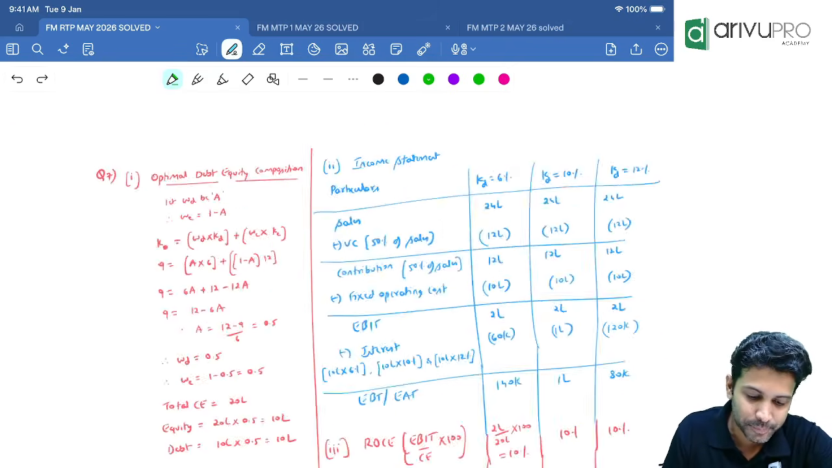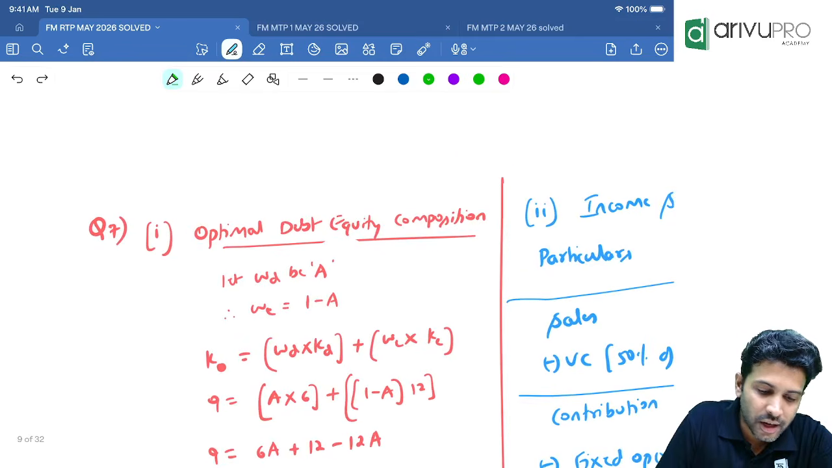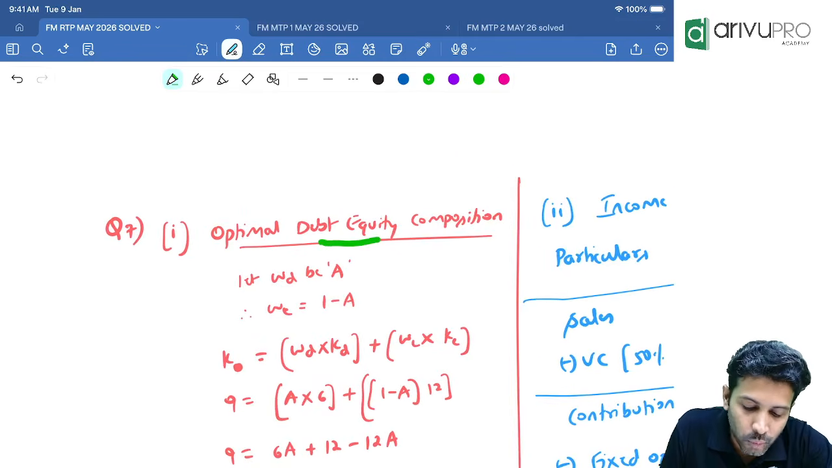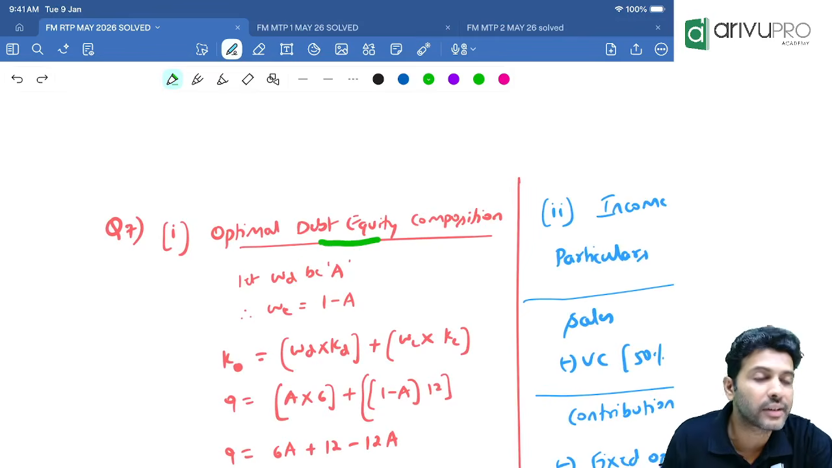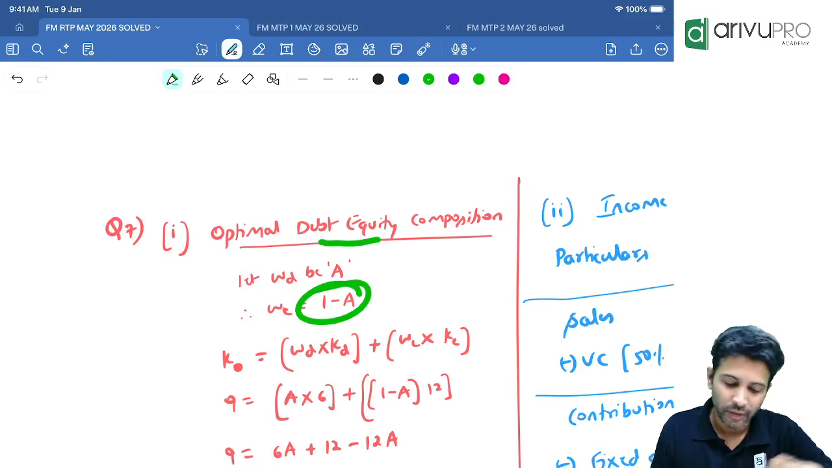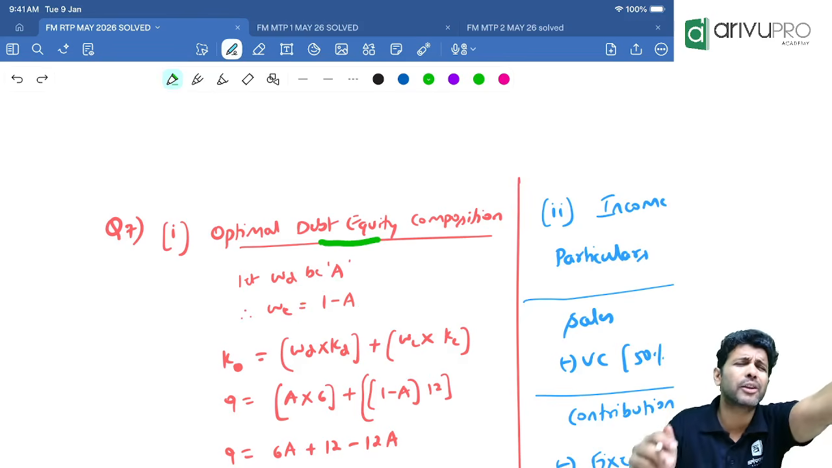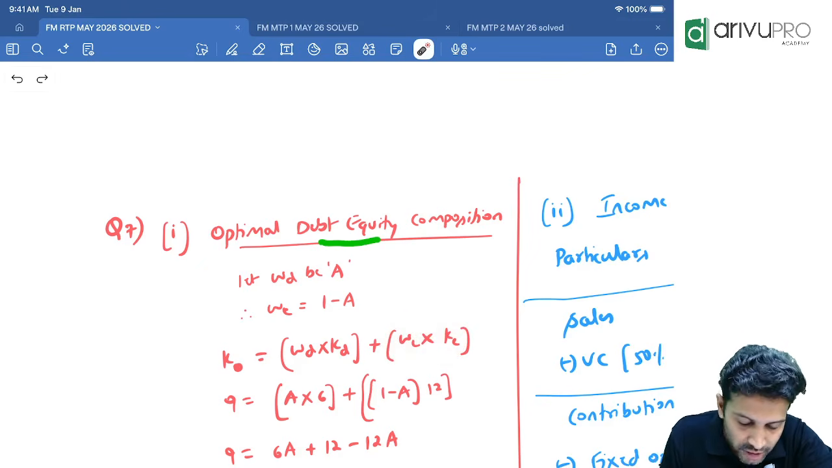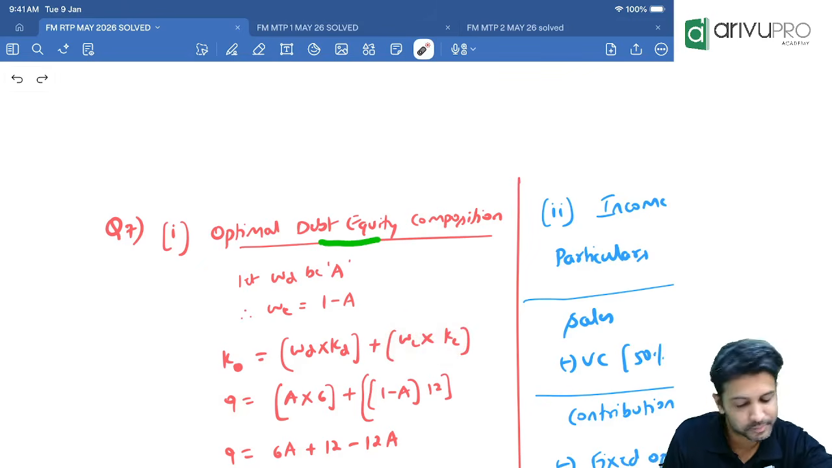See if it makes sense. They're asking for the optimal debt equity ratio. I've assumed, let the weight of the debt be A. That means the weight of equity will be 1 minus A. How do you find KO? Without the table, the one-liner formula for KO is: weight of debt into cost of debt plus weight of equity into cost of equity. KO is given in the question as 9%.